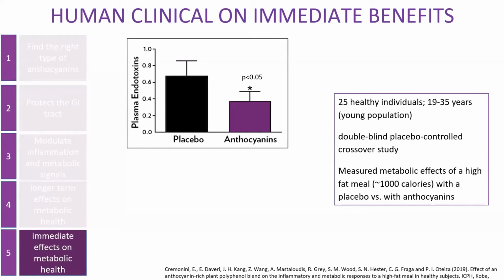And what we showed was these are the plasma endotoxins, right? So these are the nasty things that are on the bad side of the gut, and measuring how much gets through into the blood. And we see that with the placebo, this big black box means that a lot of these endotoxins got through. But when with this one meal, anthocyanins were also fed to these college students, there was a huge protective effect. And the amount of the endotoxins that got through was much lower.